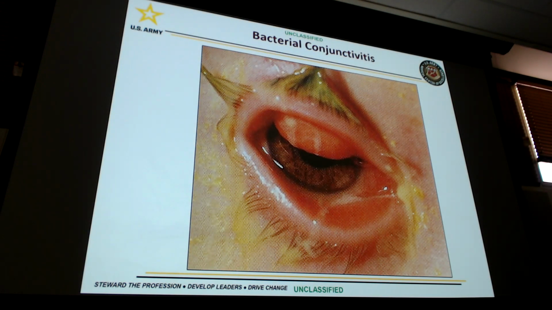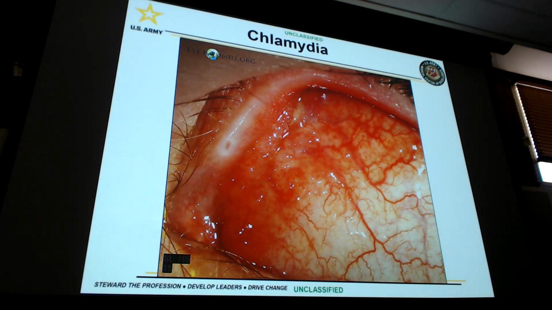Pretty gross. Those lashes are all matted together. That's a lot of mucus. That is a mucopurulent discharge. Here's chlamydia in the eye. You can see how that could be mistaken for viral conjunctivitis, right? If you're looking at that, nothing really says, I'm chlamydia. So that's why it's often mistaken.